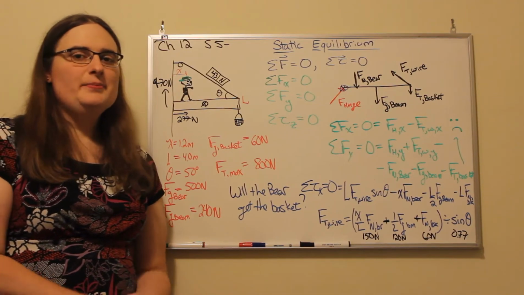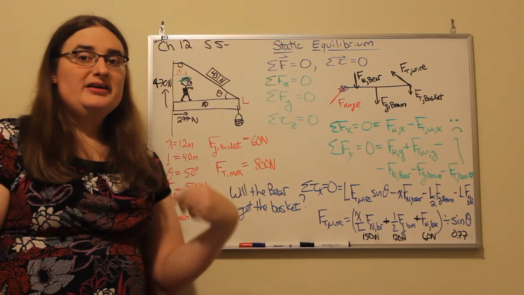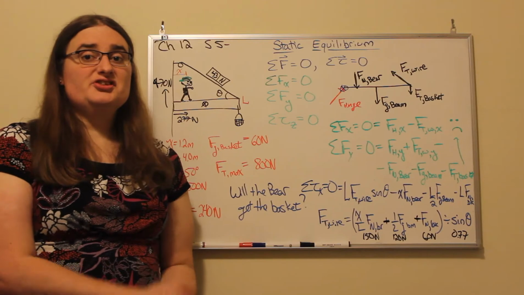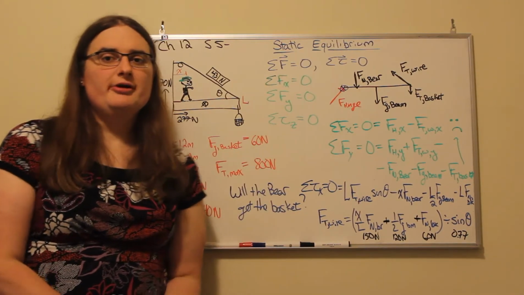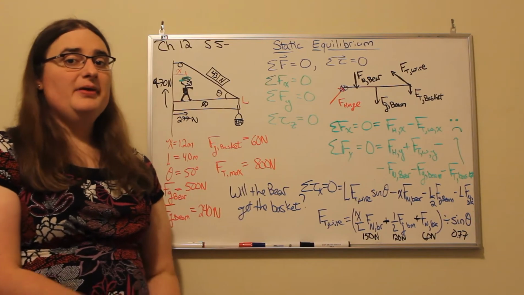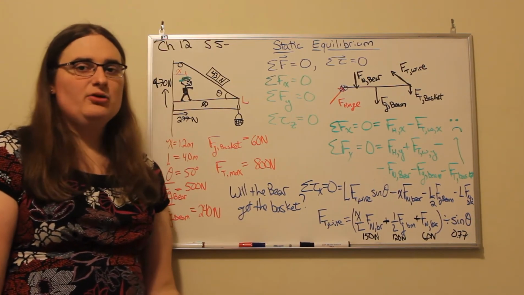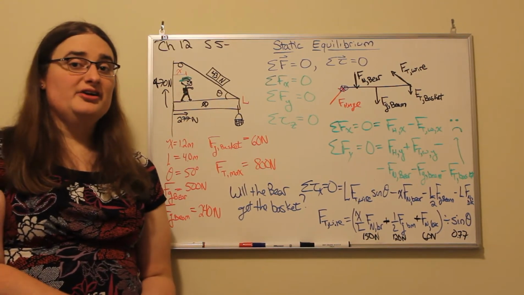Hi, in this example, I want to take a look at static equilibrium. Static equilibrium is when the sum of the forces is equal to zero, the sum of the torques is equal to zero, and the object happens to be at rest. The example we're going to look at is something that would be familiar if, like me, you watched a lot of 70s early morning cartoons.